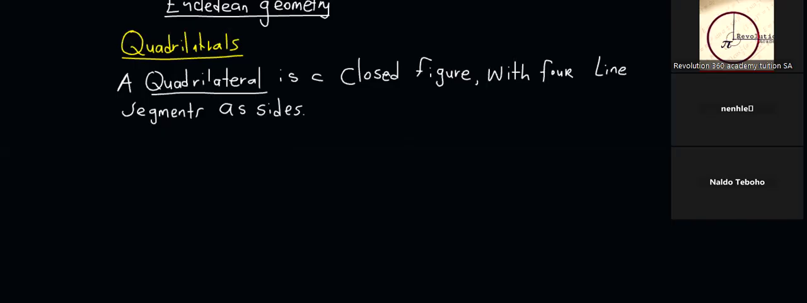So when they say what is a quadrilateral, you say a quadrilateral is a closed figure with 4 line segments as sides. Then one thing that you need to understand is that the following can be a quadrilateral. You can draw a quadrilateral which is like this, and then you can label it as A, B, C, D. So that is a quadrilateral.